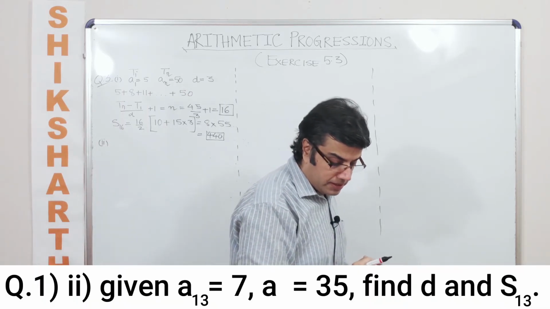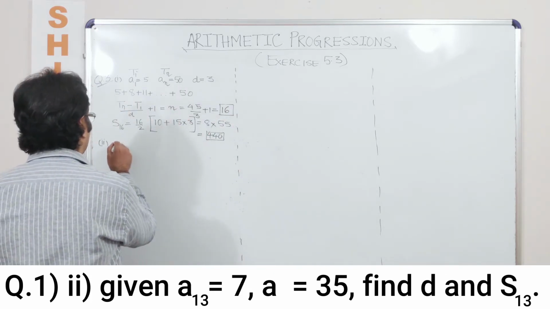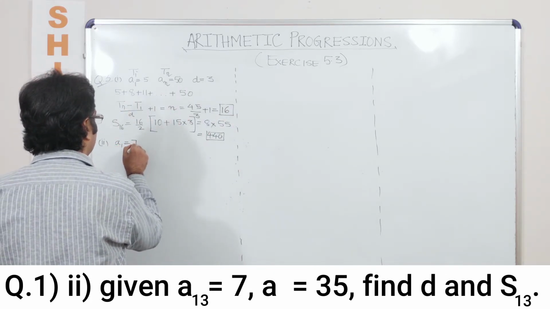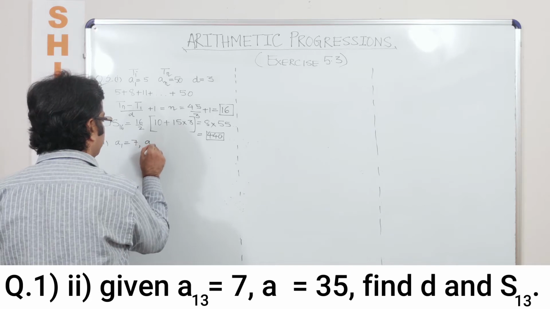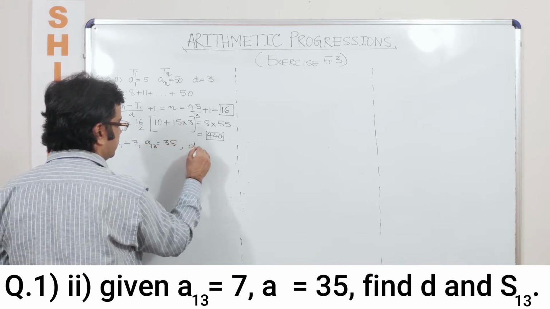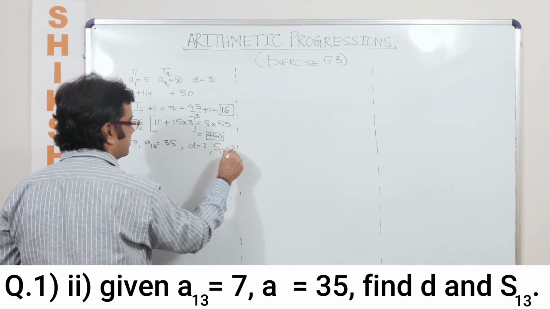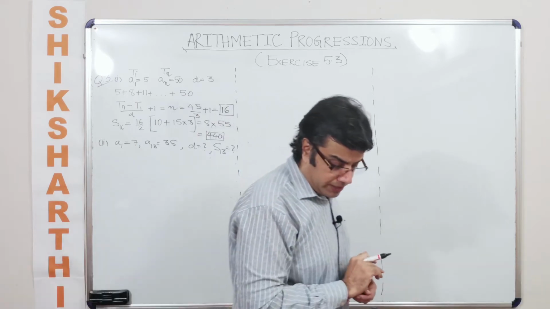Yes. Talking about the second question, the second subpart. First term, 13th term. The first term is 7. The 13th term is 35. They are asking you to find out the common difference and the sum for first 13 terms is what you have been asked to find out.